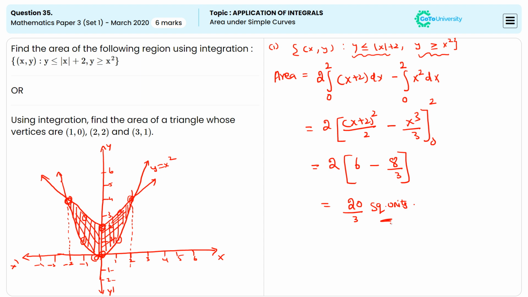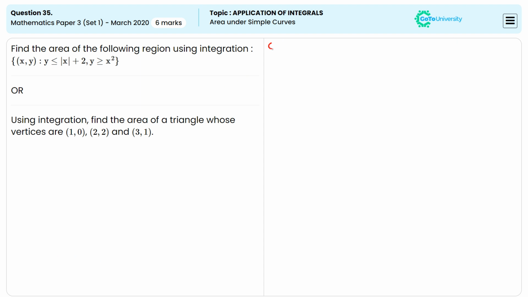This is the required area of the region between the V-shaped line and the parabola y equal to x squared. Now let us solve the second question. Here the question is: using integration, find the area of the triangle whose vertices are (1, 0), (2, 2) and (3, 1). So given the vertices of the triangle A, B, C, we can write A is (1, 0), B is (2, 2) and the point C is (3, 1).